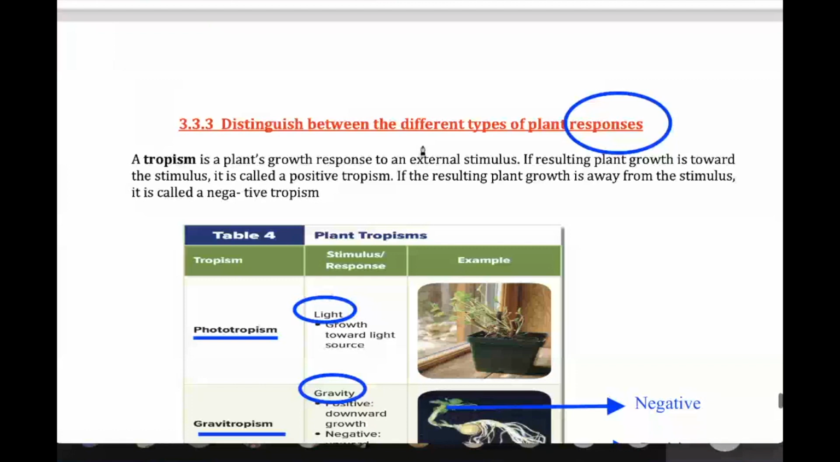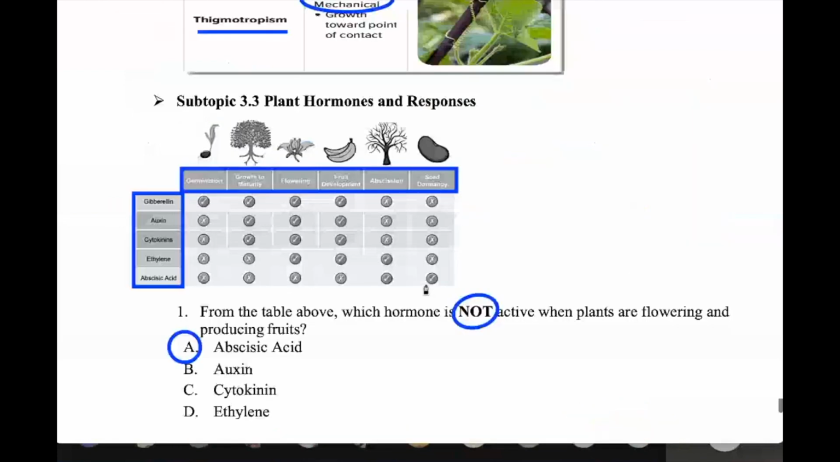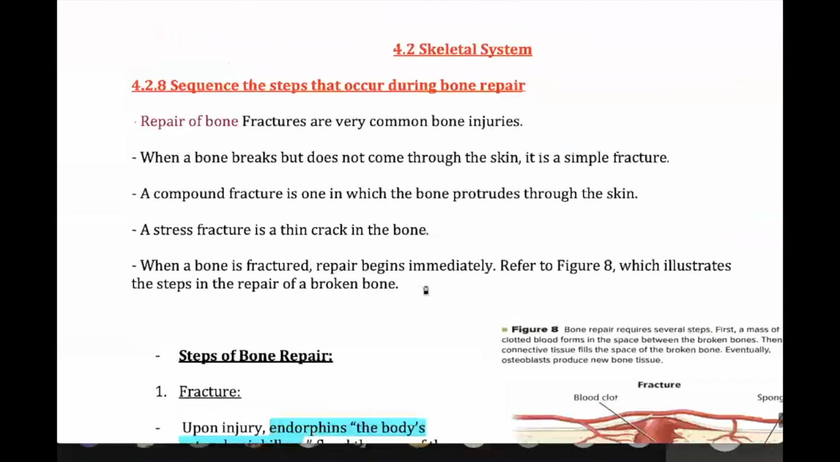In labs, what is added to the plant to speed up growth faster? Cytokinin. And this one is where we studied this box. The question was from here. When you add cytokinin, it speeds up the response, with rapid cell division.